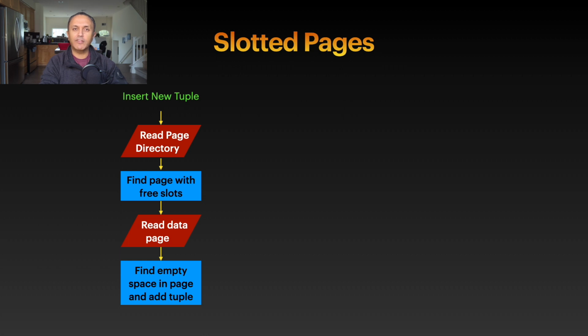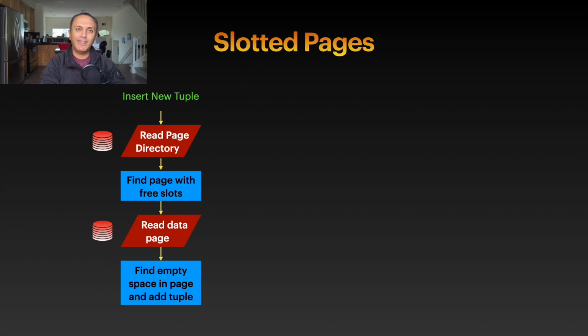Assuming that we're not going to write this page to disk right away, let's say there's a separate process that does that. So we had to load two pages. We had to load the page directory, and then we had to load the page where we're actually going to update. So that's two pages being read from disk. Okay, so that's for inserting a new tuple.